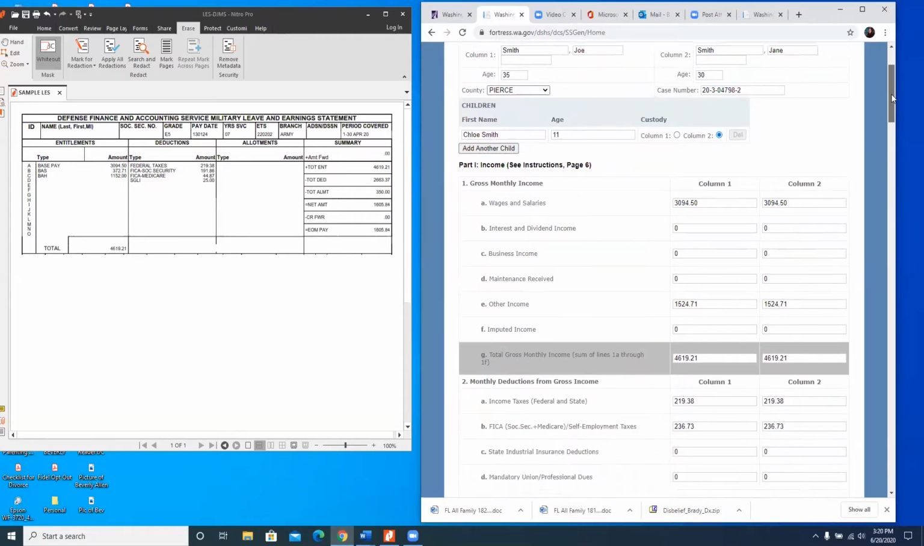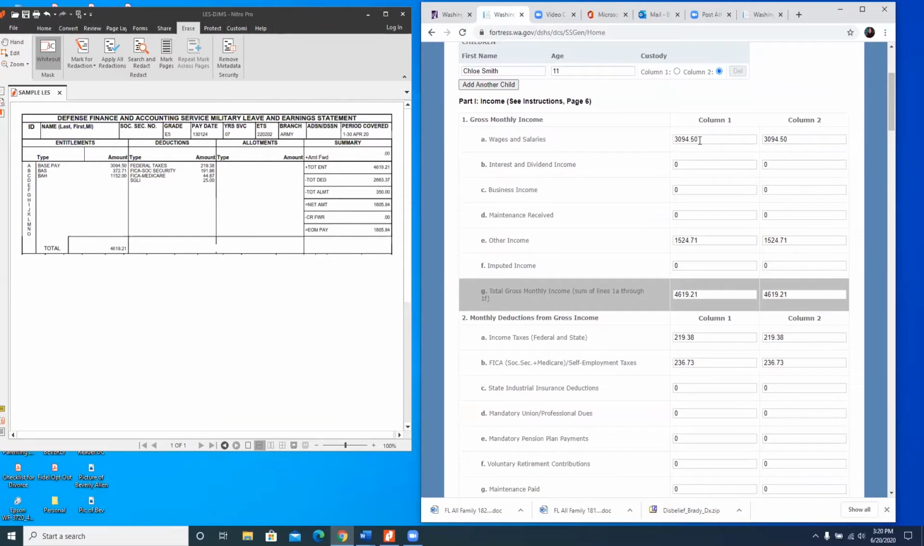All right, so Joe in this scenario and Jane, let's pretend they make the same income. So they're both sergeants, the military has a set schedule, and for the purposes of this scenario, we're just going to use the same numbers. So there's a couple of portions of the entitlements that I have to explain for you. First of all, base pay is going to be the typical wages. So on this worksheet, it goes over to 1A, and the wages are $3,094.50.